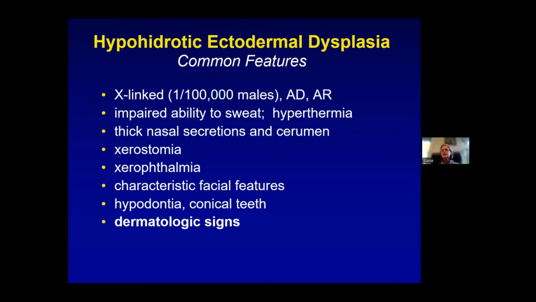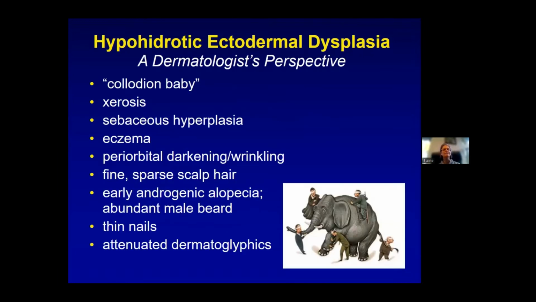And then dermatologic signs, there are many, but the biggest challenge comes in infancy. So from a dermatologist's perspective, what do we see? Often kids will present with collodion phenotype, although not always. They have very dry skin. As they get older, and especially at adolescence and beyond, they have this characteristic sebaceous hyperplasia. We know from work done by the NFED that atopic dermatitis is more common in this population. Then there's also that characteristic periorbital and infraorbital darkening and wrinkling. I'll show you some pictures of that. That's an aesthetic concern for some people.